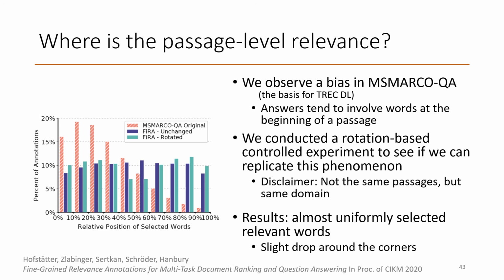And with FiRA, we conducted a rotation-based controlled experiment to see if we can replicate this phenomenon, although we have to have here a disclaimer that it's not on the same passages because we looked at the documents, but it's the same domain. And our results show almost uniformly selected relevant words, and only in the rotation there is a slight drop around the corners where we did rotate the document or the passages.